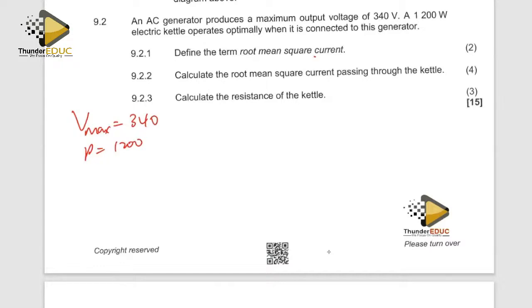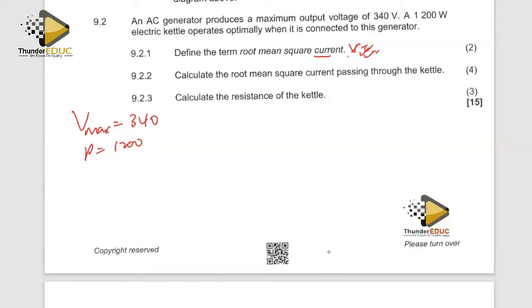Define the term root mean square. So we know that root mean square is basically the equivalent constant current, okay, that would offer the same power to a resistor as the actual one, okay? So we just need to write that definition. The 9.2, they want us to calculate the root mean square current that is passing through.